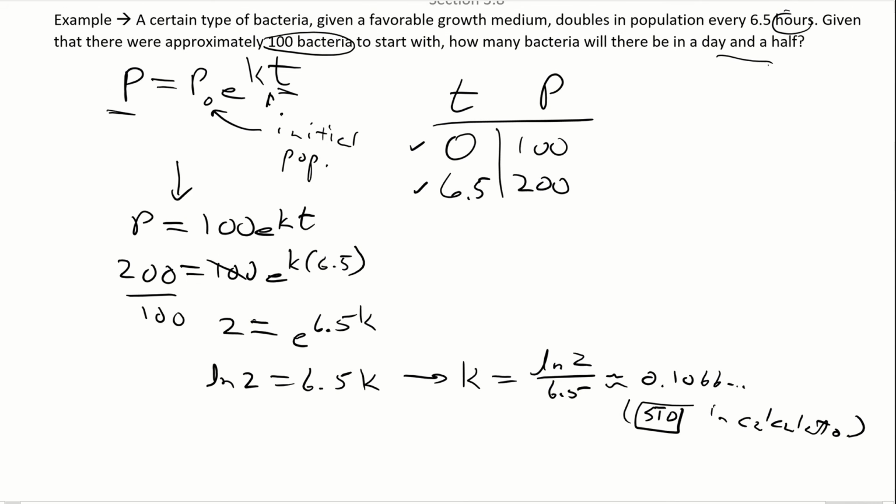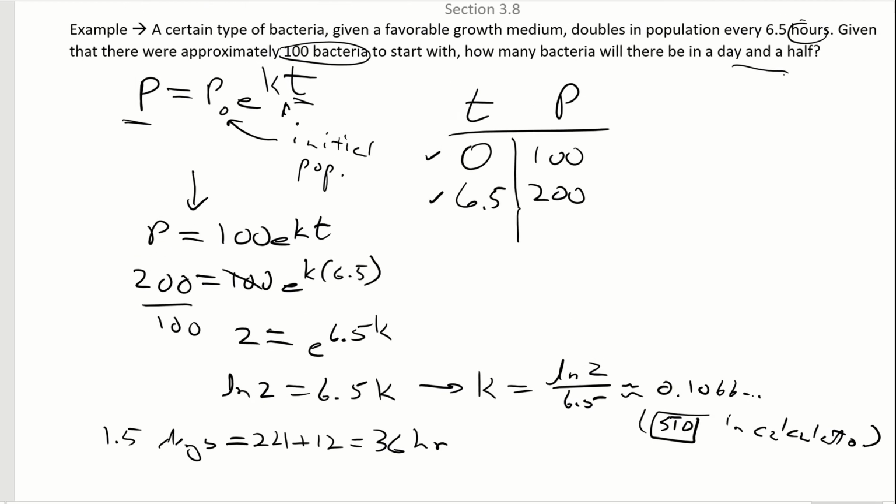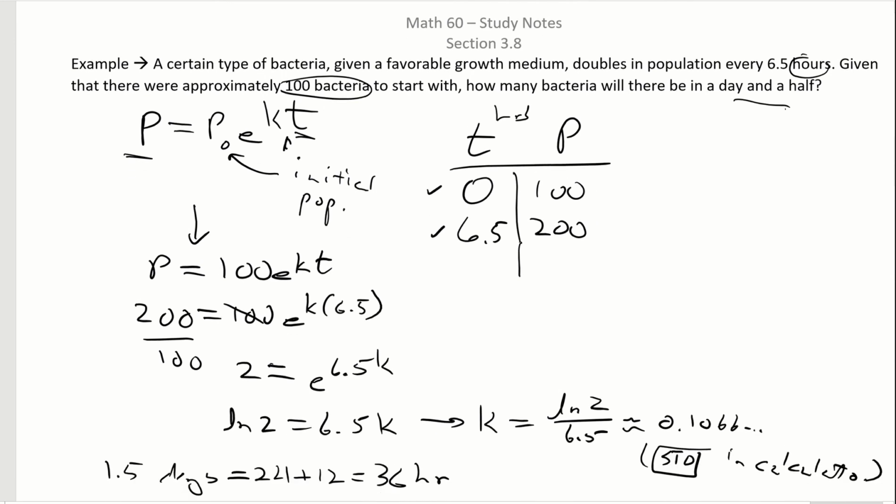The question is, how many bacteria will be there in a day and a half? Here's where I blew it. 1.5 days is the same thing as, well, 24 and half 24 is 36 hours. If you're working in hours, you're working in hours. So you go to your table up here and you go, how long does it take? I can't put 1.5 here because right now I'm thinking, and I should have written this, I'm thinking hours. And all the others, you should do that too. So here is 36, and the question is how many bacteria?